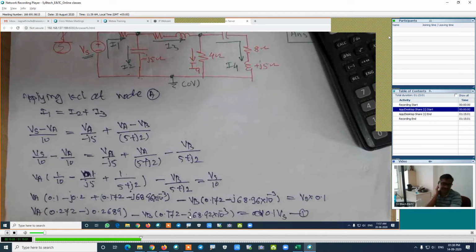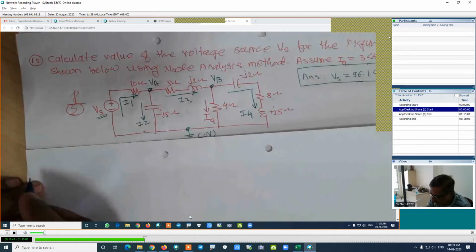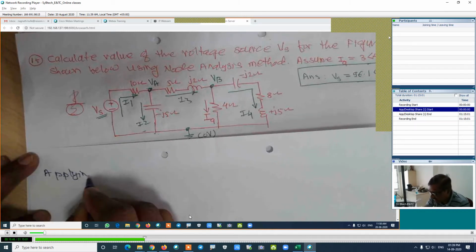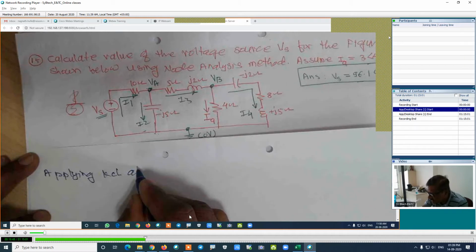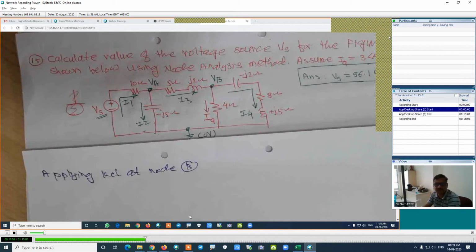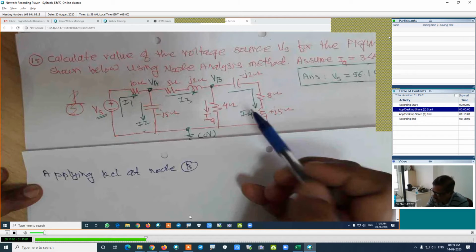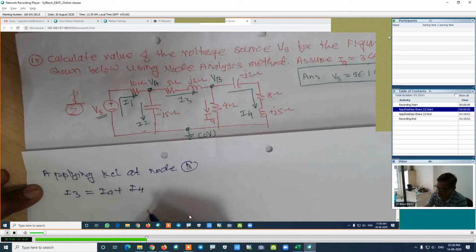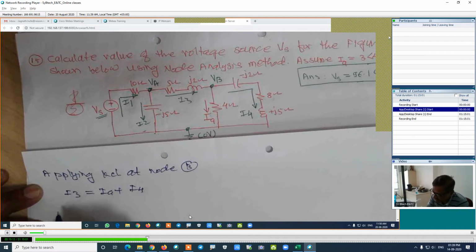Is it right? This is equation number 1. This is VA into this part and VB into this part, and this is Vs. Applying KCL at node B. If we are applying KCL, that is Kirchhoff's current law, at node B, how will be the equation? This is incoming, this is outgoing, this is outgoing. Means the equation will be I3 is equal to IA plus I4. Is it right? I3 is equal to IA plus I4. I will find out the value of I3. How is the I3?